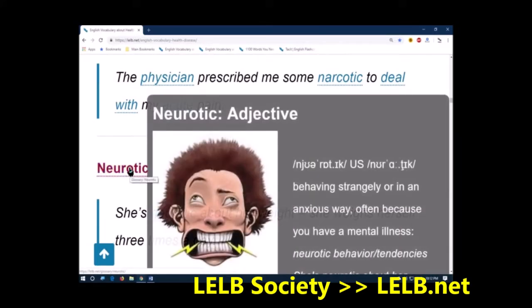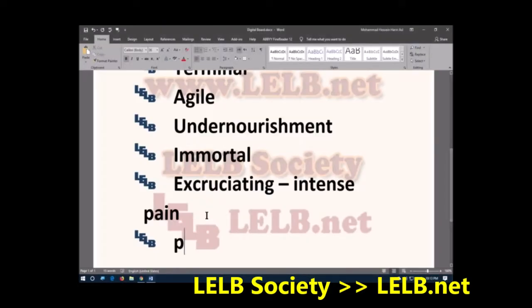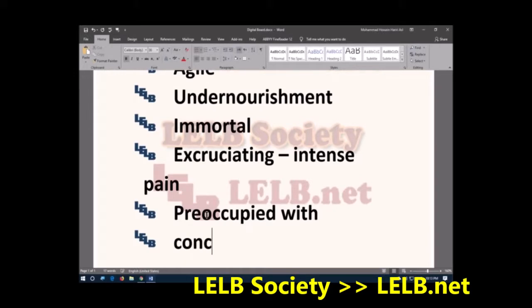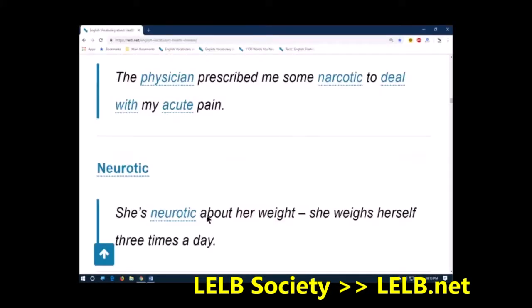Neurotic. Neurotic means behaving strangely or in an anxious way, often because you have a mental illness. So it means that actually you are rather insane, of course, that person who is neurotic. So crazy or something, you know. So she is neurotic about her weight. She weighs herself 3 times a day. So she's too preoccupied with her weight. Preoccupied with, or concerned with, or fussy about, in an irrational way.